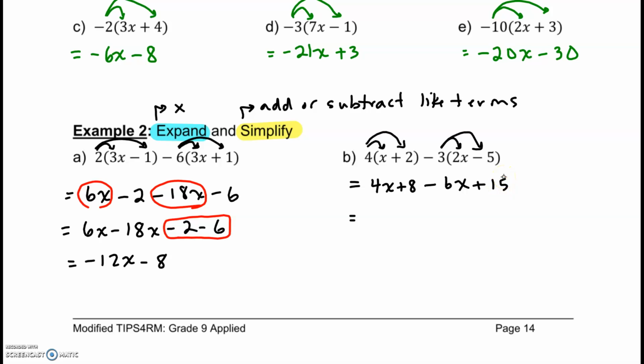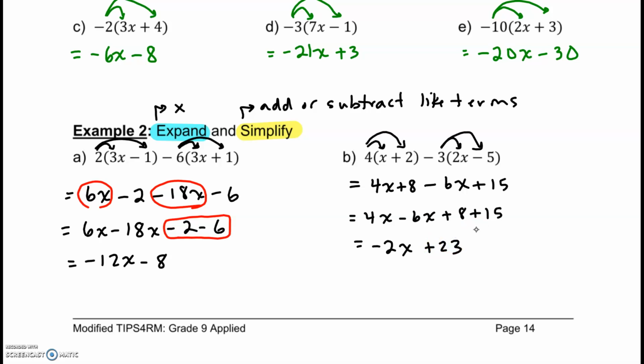We're going to organize. So I got my 4x and my negative 6x are like terms. Positive 8 plus 15 are like terms. And now we'll add together our like terms. So 4 minus 6 is a negative 2x. 8 plus 15 is a positive 23.